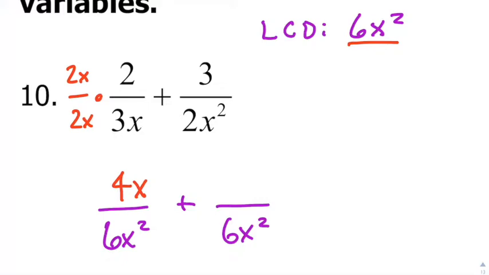Now we're going to use that same idea over here on this next fraction. You got 2x squared. We need it to look like 6x squared, so the only thing we need to multiply by is 3.